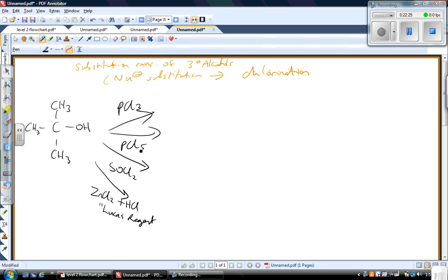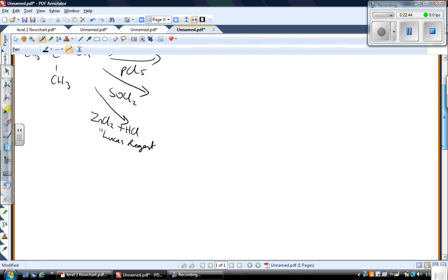Okay, so that's 4 possible reagents. Can't count properly. So 4 possible reagents, which are plenty to consider when you have to look at chlorination on a tertiary alcohol. So what I'm going to do is take each one in its turn. So if we take our compound CH3, OH group, CH3, CH3, plus, let's start off with SOCl2, thionyl chloride.